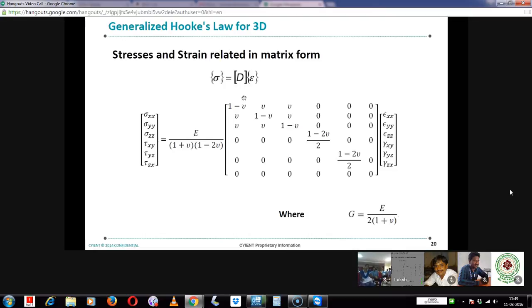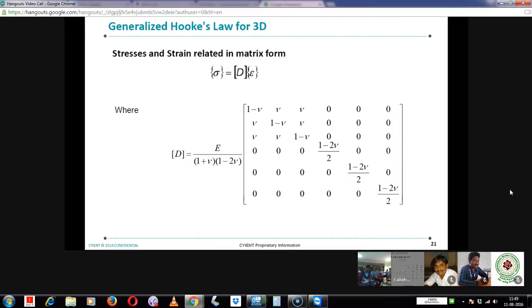Now they can be represented in matrix form. This is also called the D matrix. So this is the stress vector, this is the strain vector, and this is the D matrix. And G, the shear modulus, is given by E by 2 into (1 plus mu). So it is the same thing put in a better format. This is the D matrix representation.